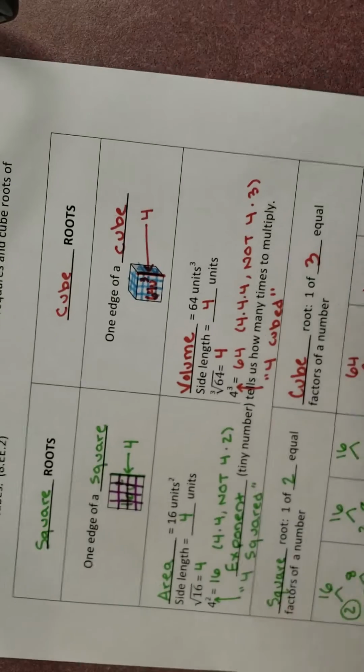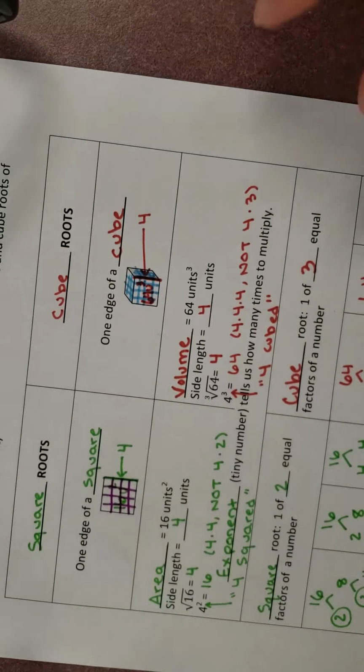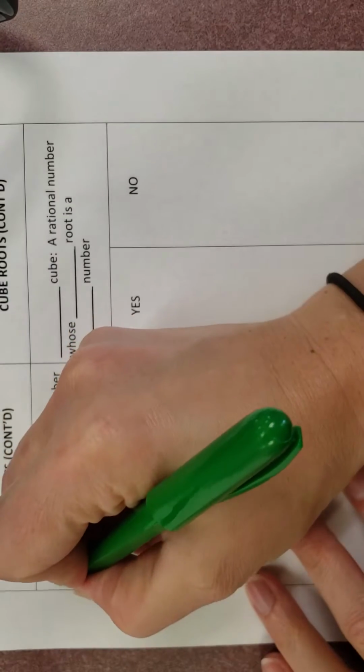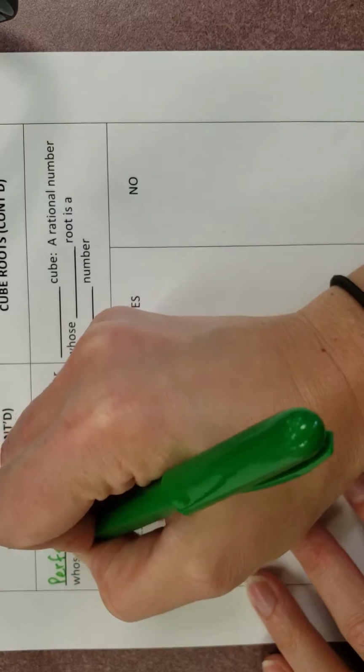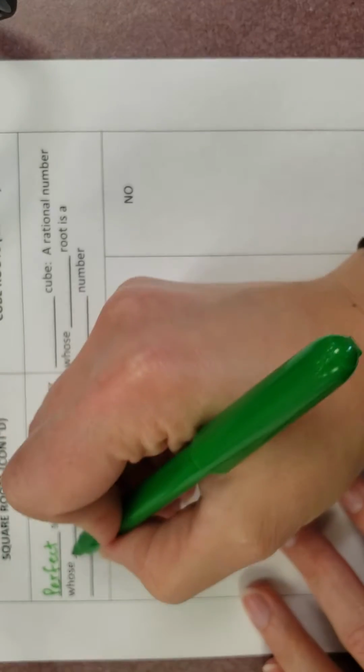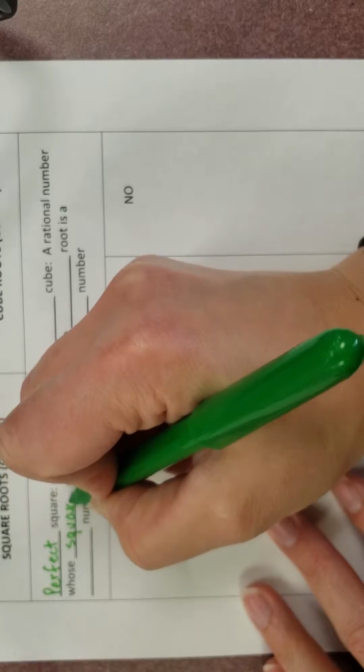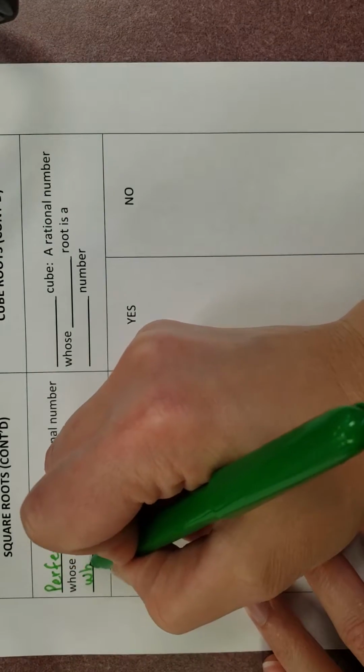In general, let's look at how they relate to perfect squares and perfect cubes. So any number has a square root or a cube root, but only some numbers are perfect squares and perfect cubes. So a perfect square is a rational number whose square root, because we're talking about squares here, is a whole number or an integer.